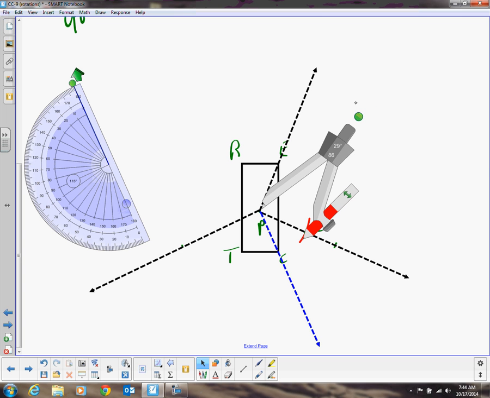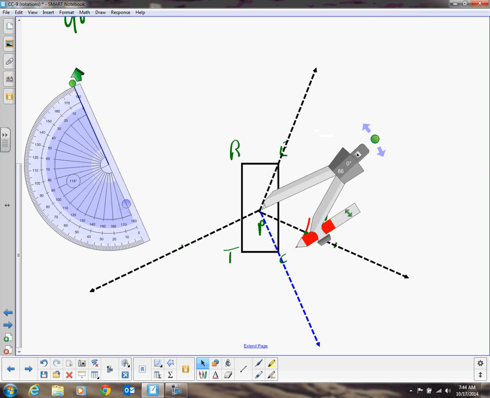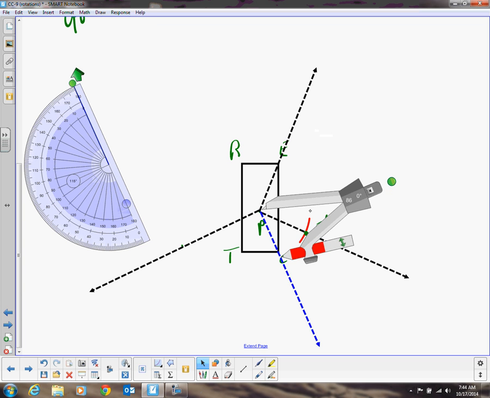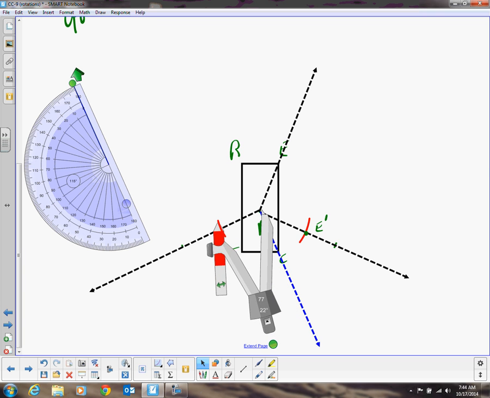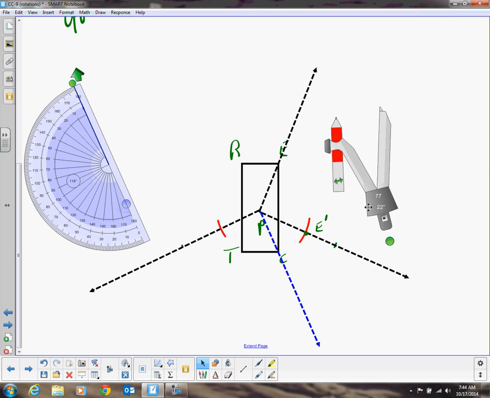On the center of rotation. I move this so it is on what? E. And then I'm going to swing it around to here. And what point is that? That is C prime. All right, what's next?